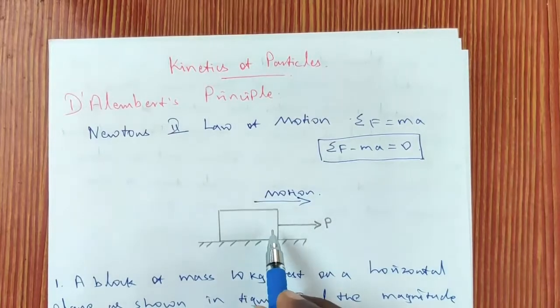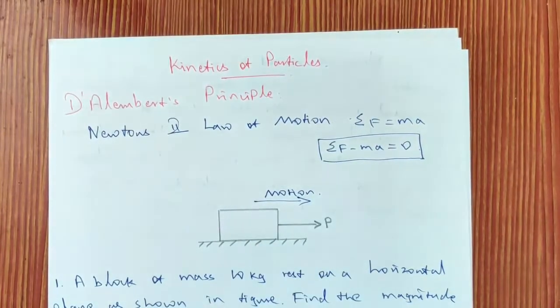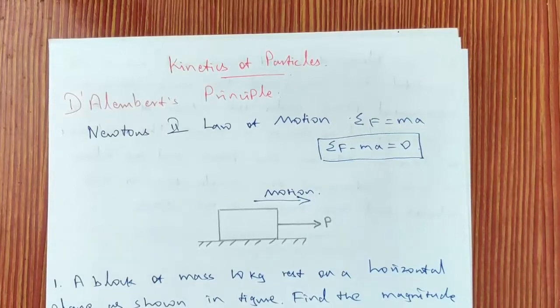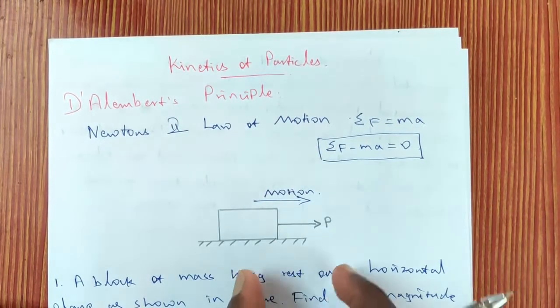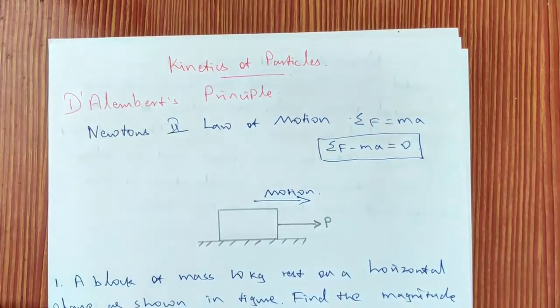Okay, so now the body is moving to the right side direction. So the body is not under equilibrium condition. If the body is not under equilibrium condition, we cannot write the equilibrium equation. So this D'Alembert principle is used to convert the body to equilibrium state.